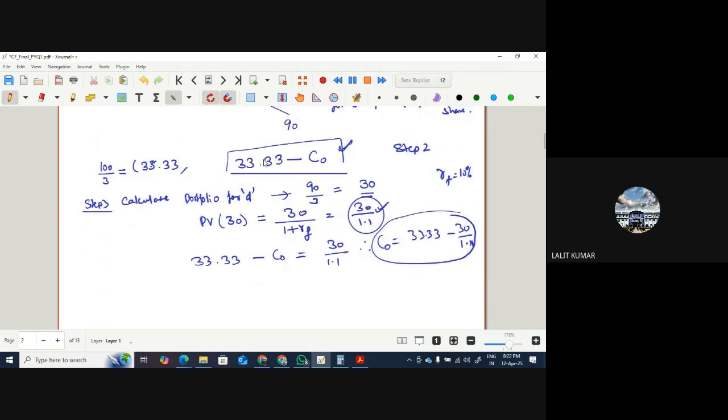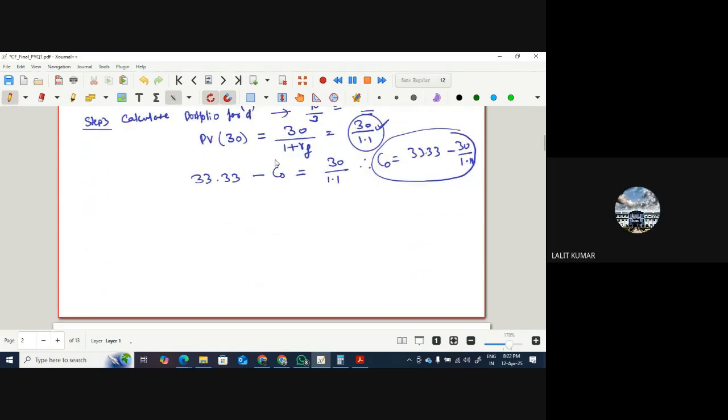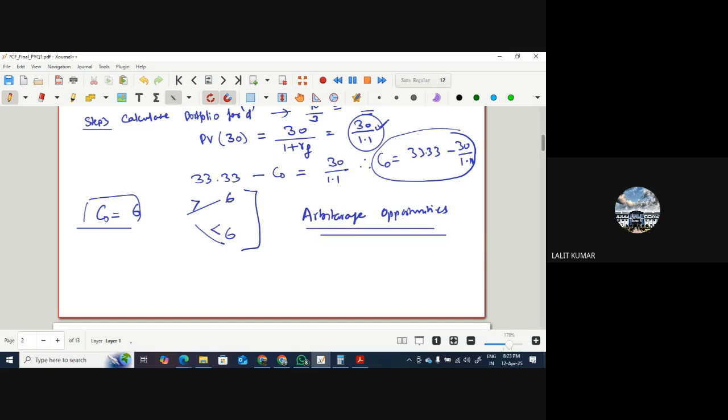And just as a precursor, for example, you have calculated your C0 and it comes to, for example, ₹6. And in the market, your call price is either above 6 or below 6. Then these are the arbitrage opportunities. It means by playing put and call options, there are opportunities to make money. So this was all about put and call.